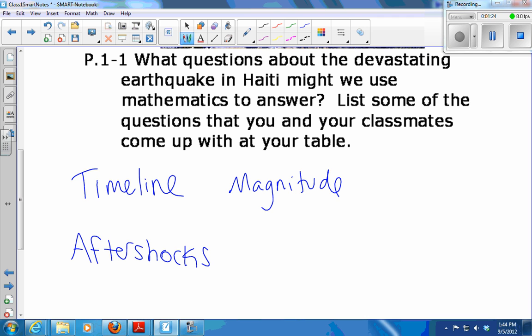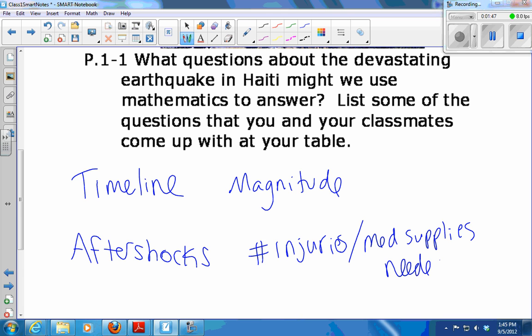Maybe we could have an equation that would predict strength and frequency of aftershocks. The amount of reported injuries. Yeah, number of injuries, med supplies needed. Great. So there are tons of things we can use math for in the real world, and a lot of them deal with creating a relationship between two variables so that we can make predictions.